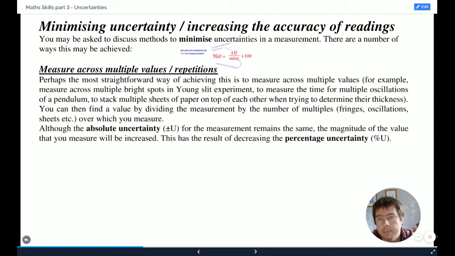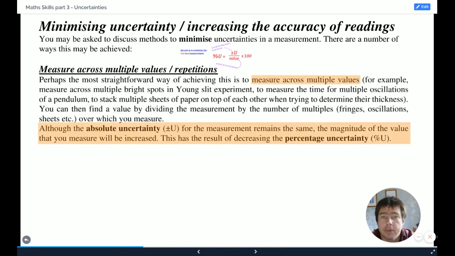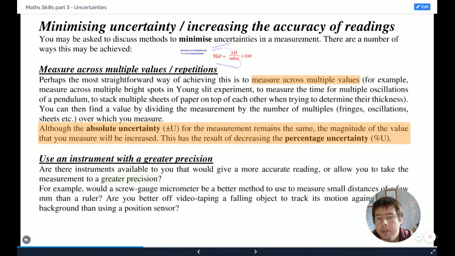Thickness, something about that thick. We could use a screw gauge micrometer instead of a ruler. So, to minimise, we're going to measure across multiple values and repetitions. So the absolute uncertainty will remain the same, the magnitude of the value will increase, so that decreases the percentage uncertainty. Use an instrument with greater precision, we've talked about that.